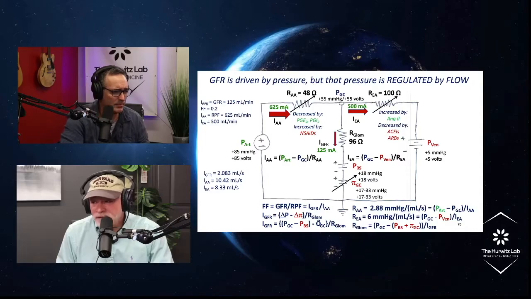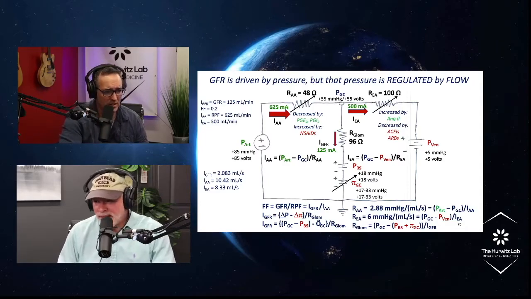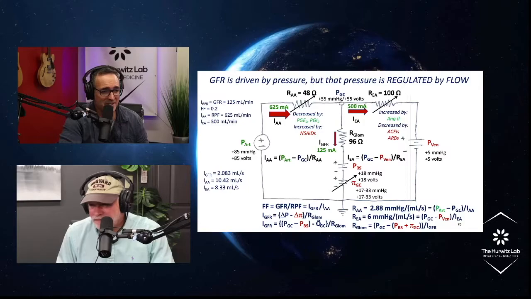And what about the efferent? On the efferent, increased by angiotensin 2, which we know, and decreased by ACE inhibitors and ARBs, which inhibit that. Right. So those are your main controllers. And so this electrical circuit is immediately clinically bedside relevant because these are the drugs that we use.